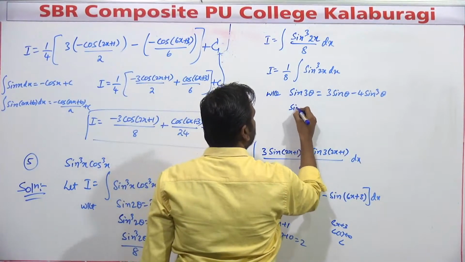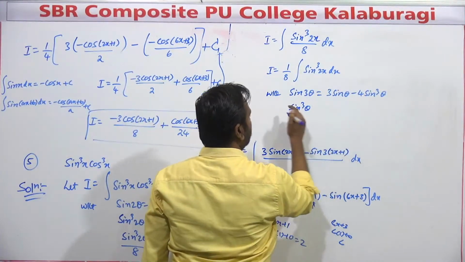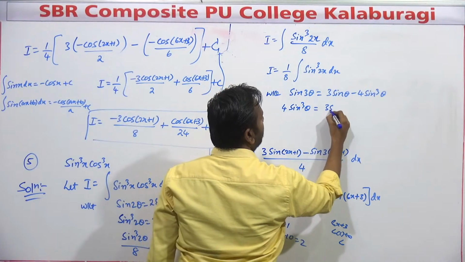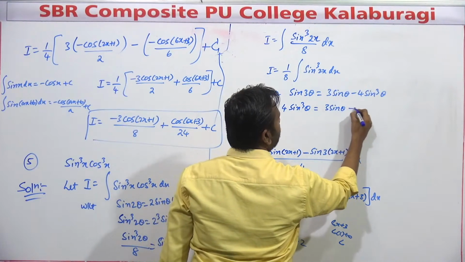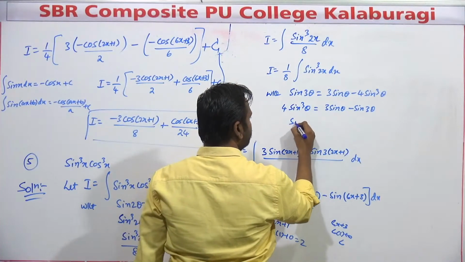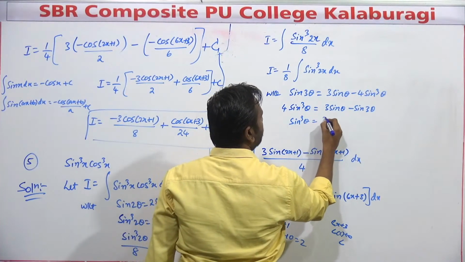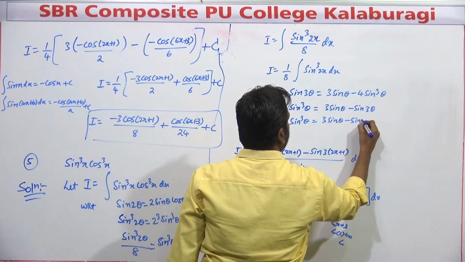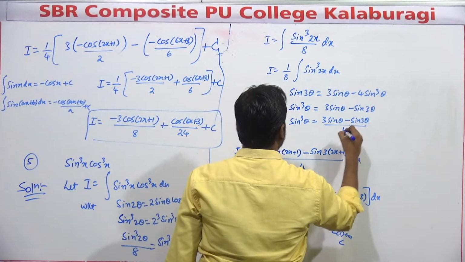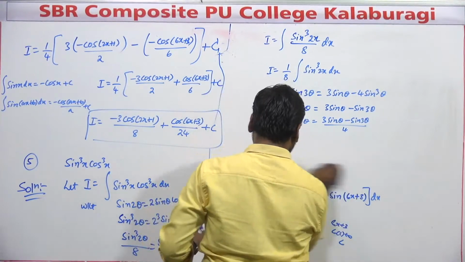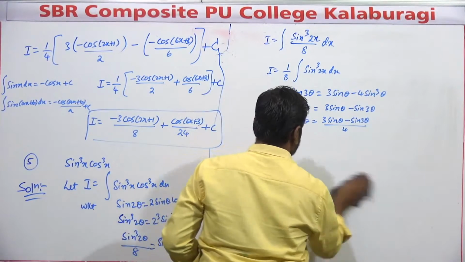So what happens now? You shift the 4 sine cube theta, and send sine 3 theta to the other side. So 4 sine cube theta equals 3 sine theta minus sine 3 theta. Again sending 4 back here, sine cube theta is 3 sine theta minus sine 3 theta, whole divided by 4.